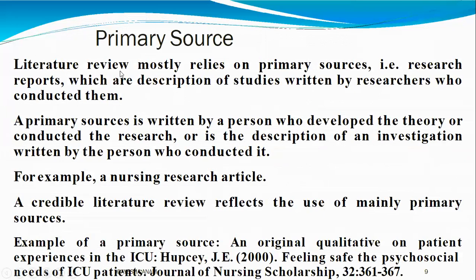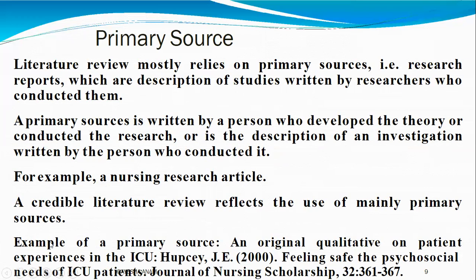Primary source. Literature review mostly relies on primary sources, that means research reports, which are descriptions of studies written by the researchers. A primary source is written by the person who developed the theory or conducted the research. For example, a nursing research article. A credible literature review reflects the use of mainly primary resources.